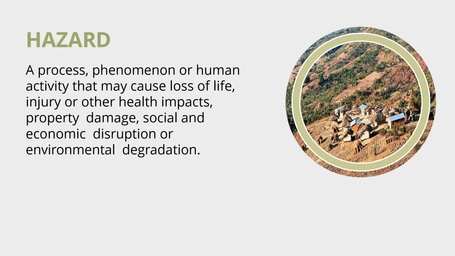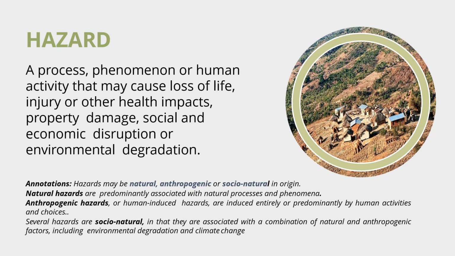Now let's look at hazard. A hazard is a process, phenomenon, or human activity that may cause loss of life, injury, or other health impacts, property damage, socio-economic disruption, or environmental degradation. When we look at a hazard, there are actually three different types of hazard. Natural hazards, which are naturally formed phenomena, like a storm or typhoon; anthropogenic, which is basically man-made; or socio-natural, which is a combination of natural and anthropogenic.